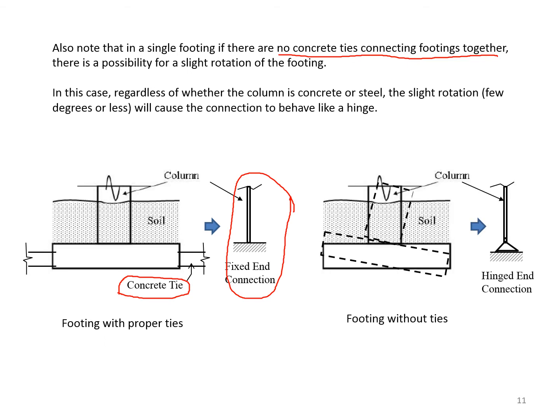In contrast, in this figure, you notice that there are no concrete ties used. There is a possibility that the foundation may rotate. And as a result, the connection may be considered as a hinge. Again, the rotation could be only a few degrees.